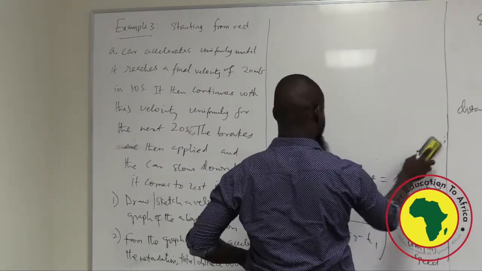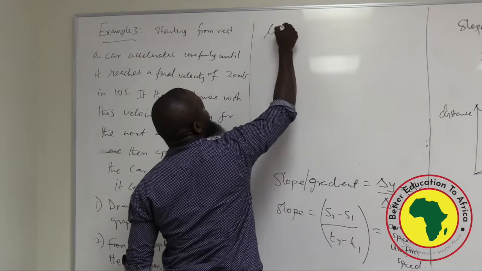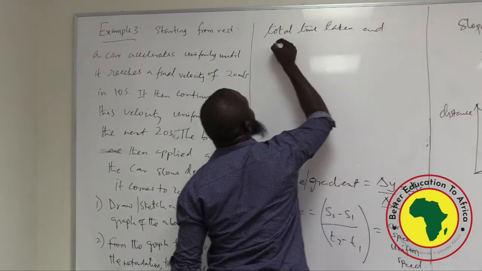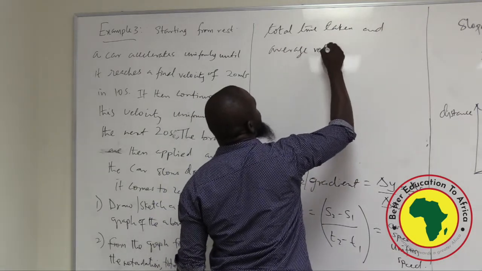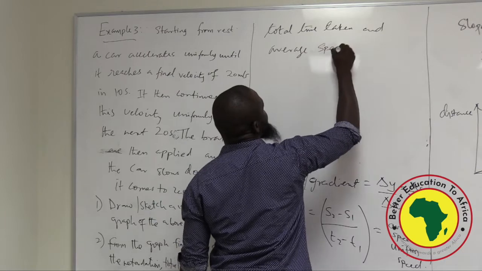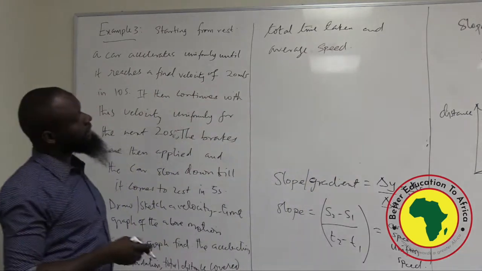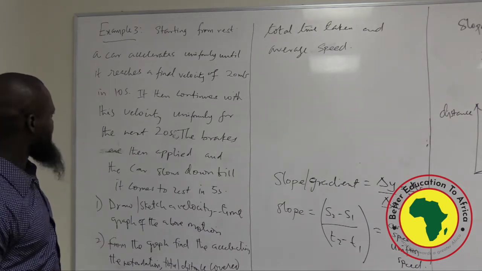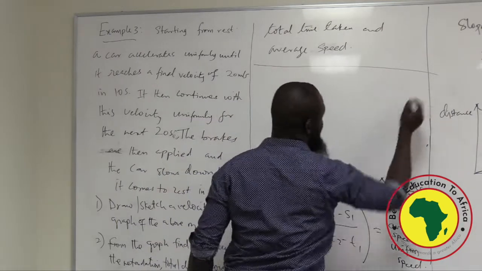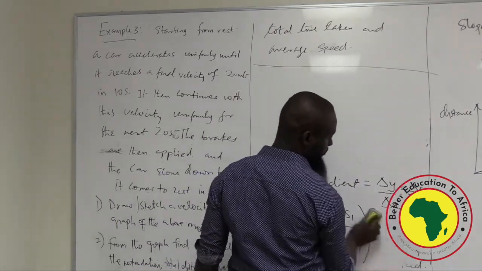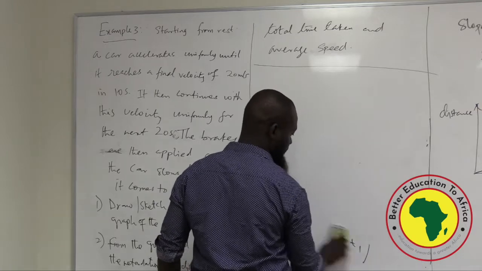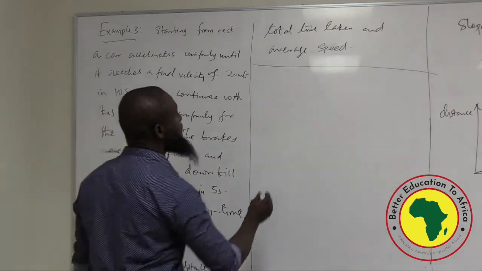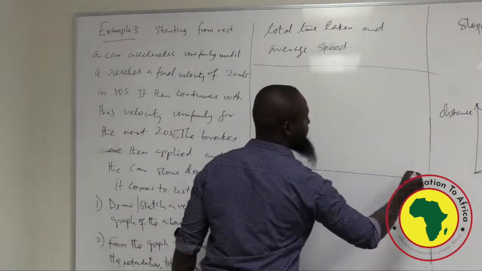we are not done yet, total time taken, and average velocity, or average speed, let's just say average speed, since we don't know. So we might not know the direction. Okay, average speed, it's fine. Now, what we do is we start by reading the problem.